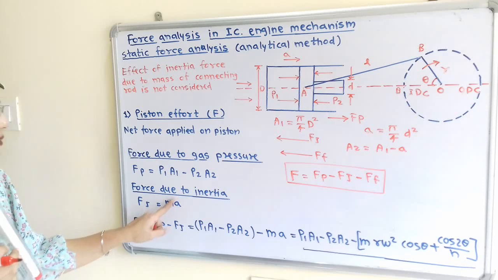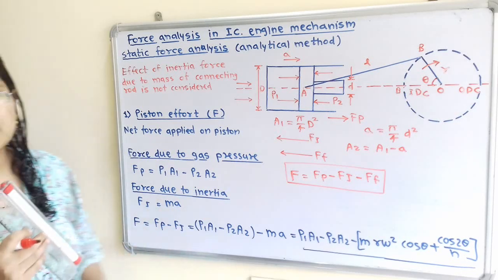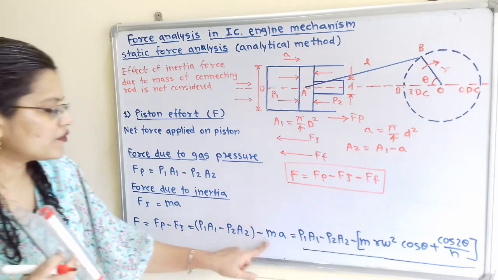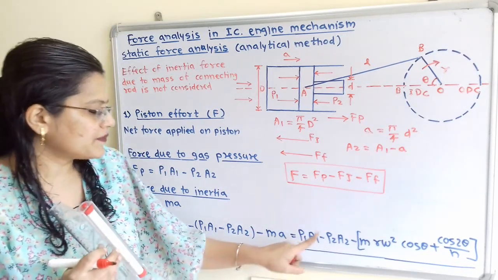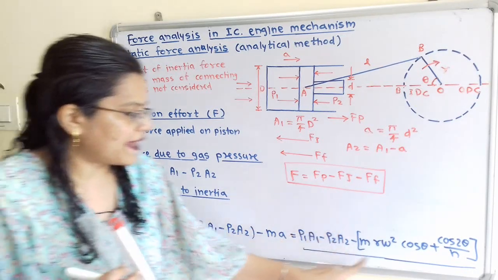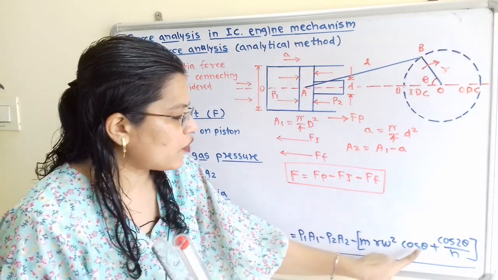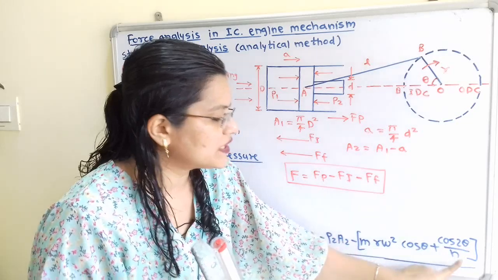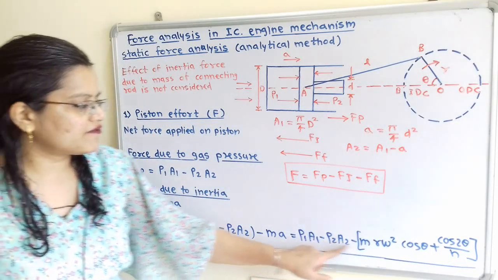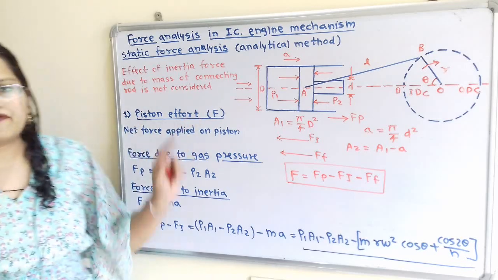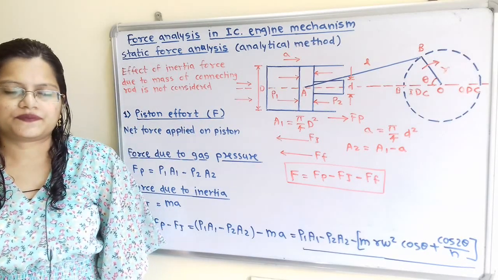So again we will simplify this F into I, that is the inertia force. So how to simplify this? We can rewrite ma as minus, in the bracket we will replace this as mr omega square [cos theta plus cos of 2 theta by n]. So this is the final formula to calculate this piston effort, that is F.